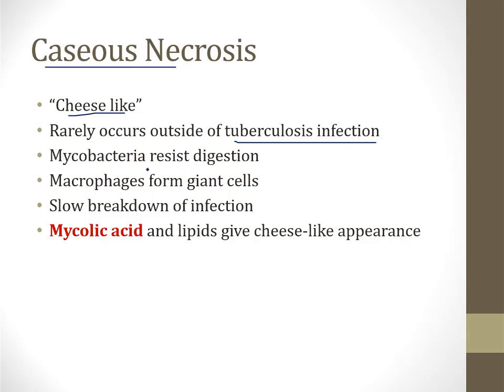The reason this occurs is because mycobacteria are very resistant to digestion by phagocytes. For this reason, macrophages are chronically stimulated and they form giant cells and go on to cause granuloma formation. And I talk about this in the video on granulomatous inflammation. In tuberculosis, there's generally a slow breakdown of infection for all these reasons, and lots of the mycolic acid from the mycobacteria and other lipids accumulate, and this is what gives the organ a cheese-like appearance.